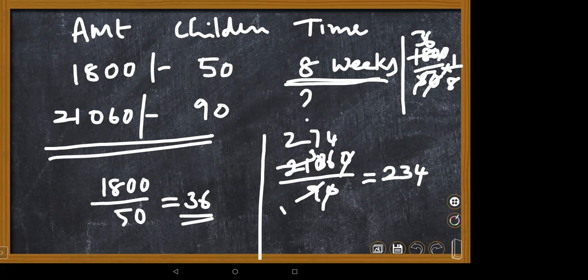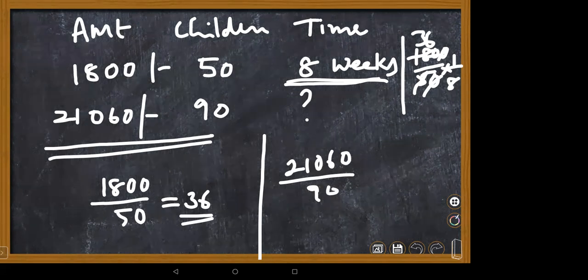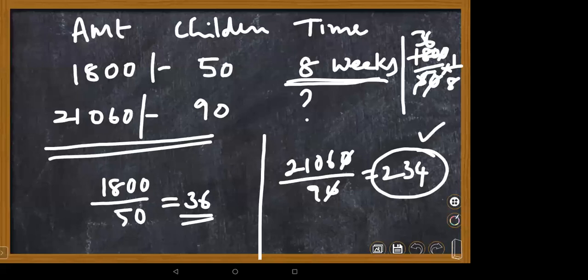Ma'am, I'm doing it. Ma'am, when I simplified, I'm still getting fractions only, ma'am. 117 by 4. I'm not getting, dear, 234. 9 ones are 9. 9 twos are 18, means you will get 3, 9 threes are 27, 9 fours are 36. Yes, correct only, ma'am. It is coming.